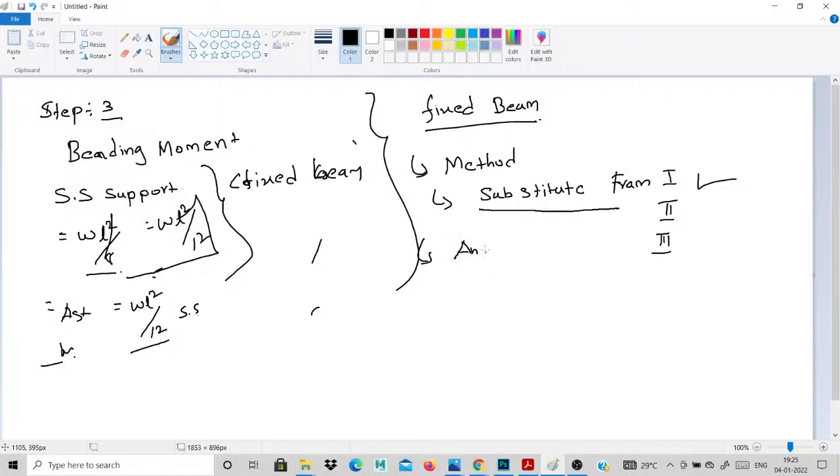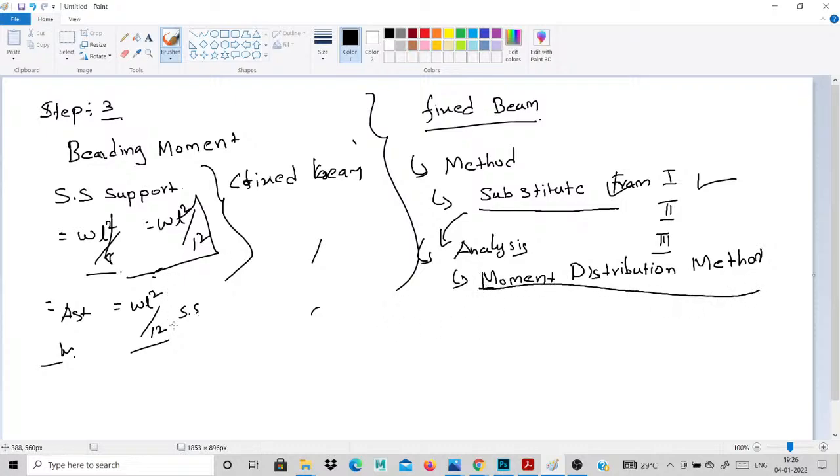Then to analyze, I choose the moment distribution method for my fixed beams. Moment distribution method. This is the analysis. The substitution frame is a method, and then this is the analysis. So many analysis methods are there, right? I choose the moment distribution method for analyzing my fixed end moments. For simply supported, it's only one formula. This is a fixed end, where you calculate this moment, 2, 3.